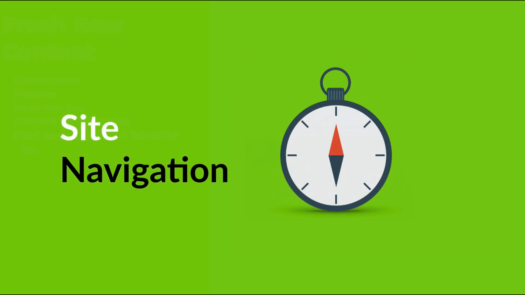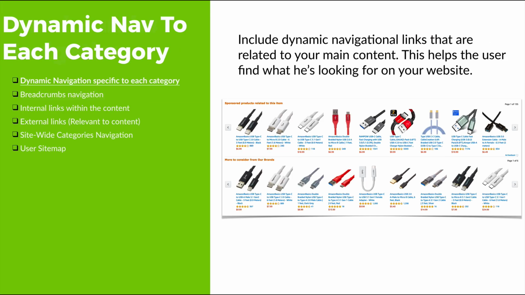All right, moving on, site navigation. We're almost done, guys. I told you it was a complete list. We want to make sure we have dynamic navigation on each category. Dynamic navigation is basically the opposite of static navigation. Static navigation is where, no matter where you are on the website, you get the same links. Dynamic means that depending on where you are on the site, you're going to get a whole different set of links. Amazon does this really well.